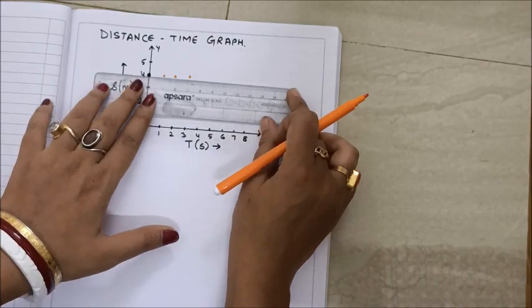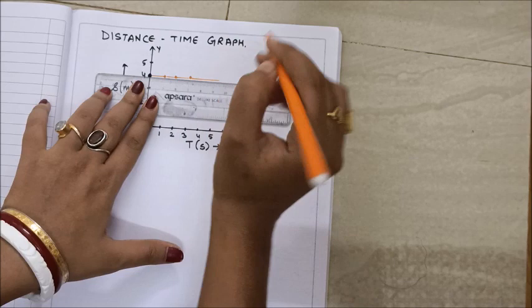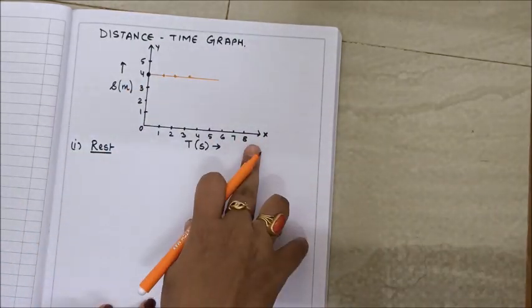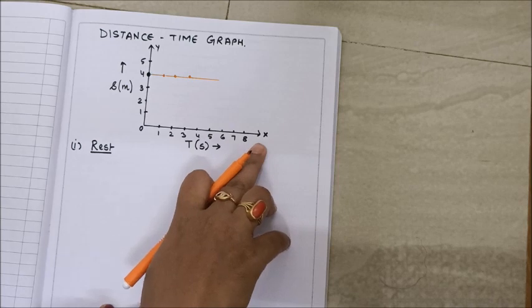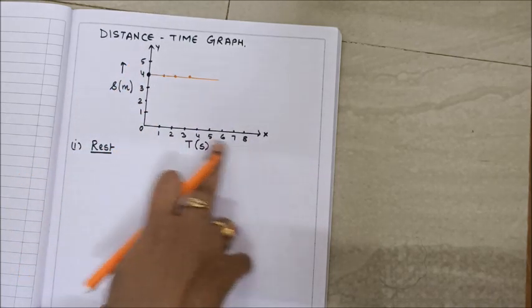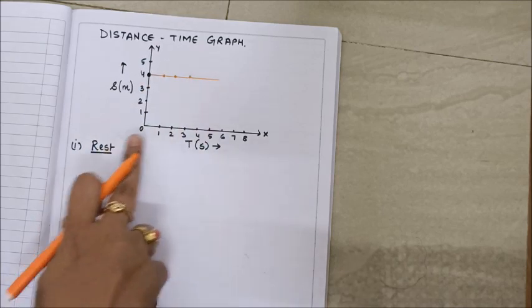And when we connect these dots, we get a straight line which is parallel to the x-axis. This is how the distance time graph for a resting object is plotted.